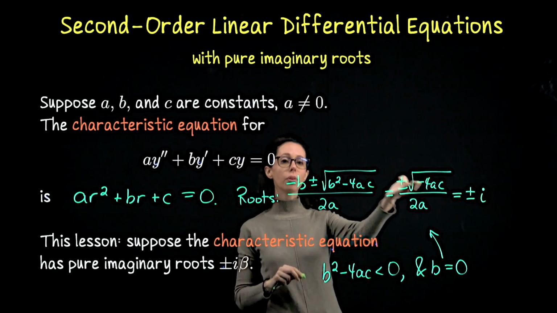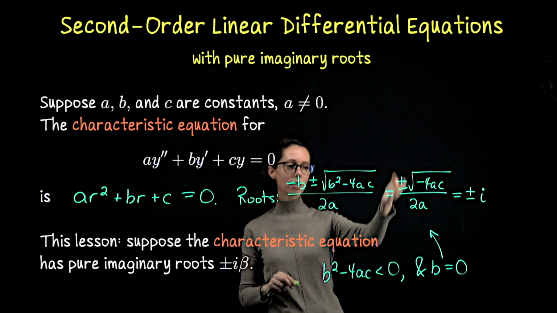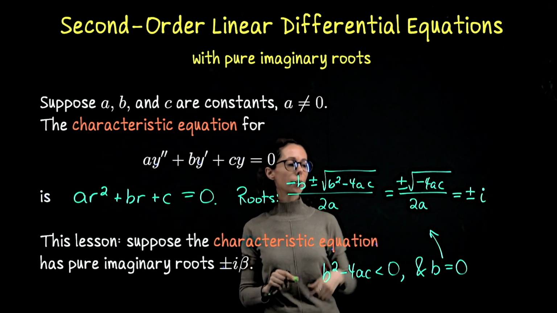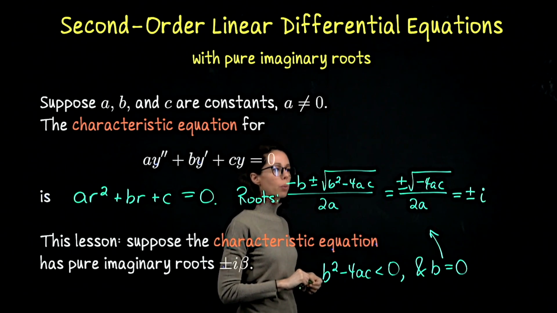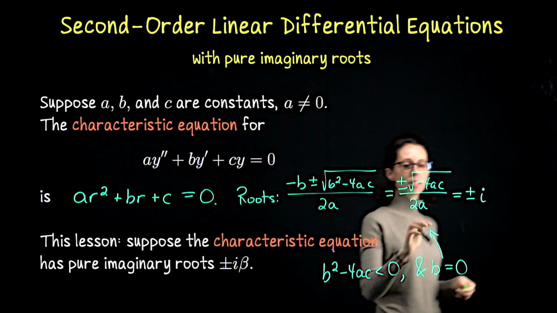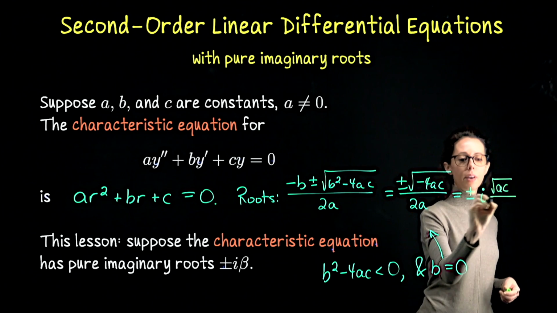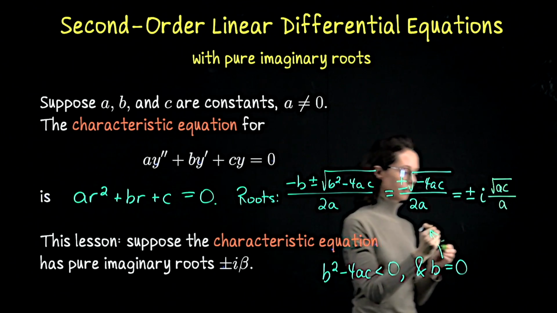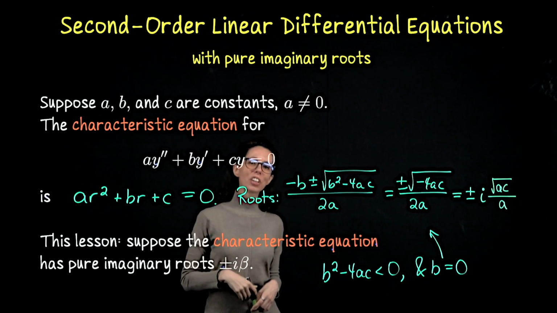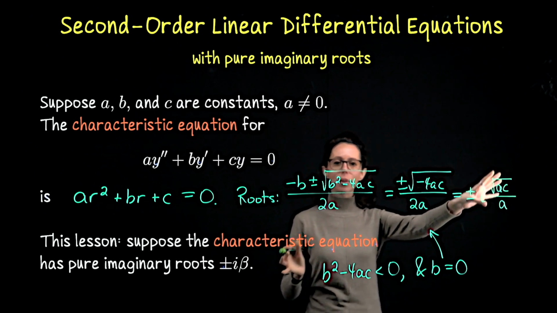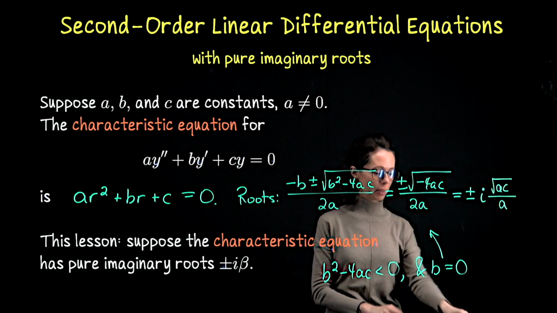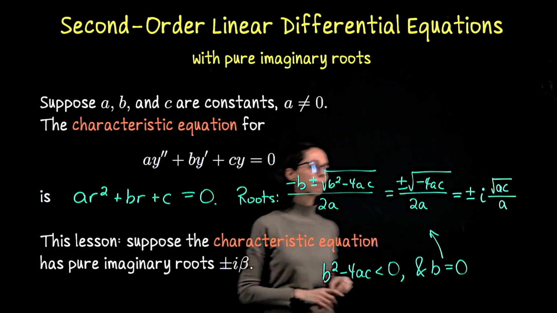I can also pull the 4 out, so taking the square root of 4 gives 2, which cancels with the 2 in the denominator. What we're left with is the square root of ac divided by a. If you want to do a little more with the a's, you can, but I'm going to stop here because I've taken it as far as I wanted to.